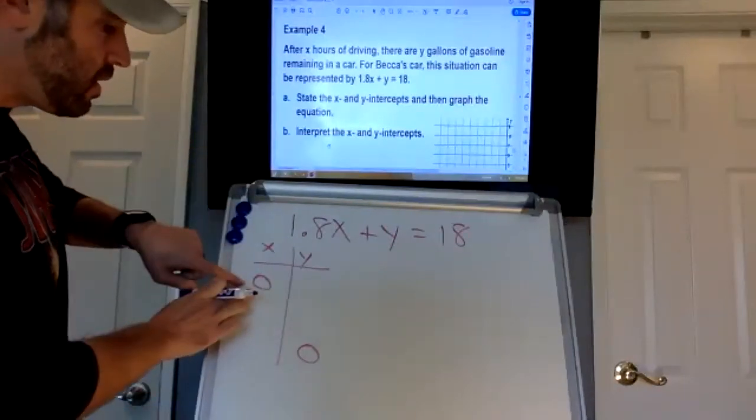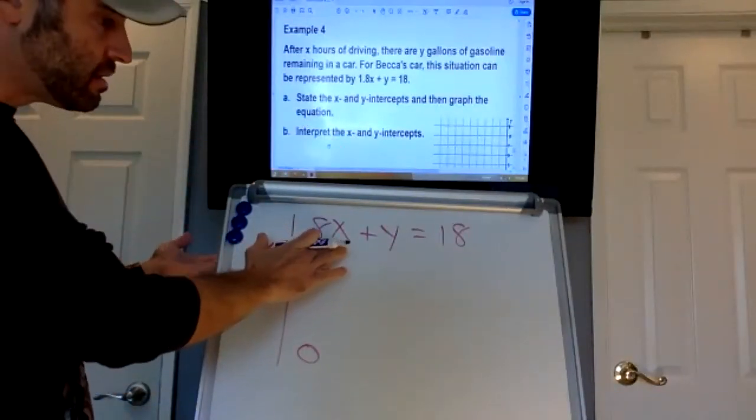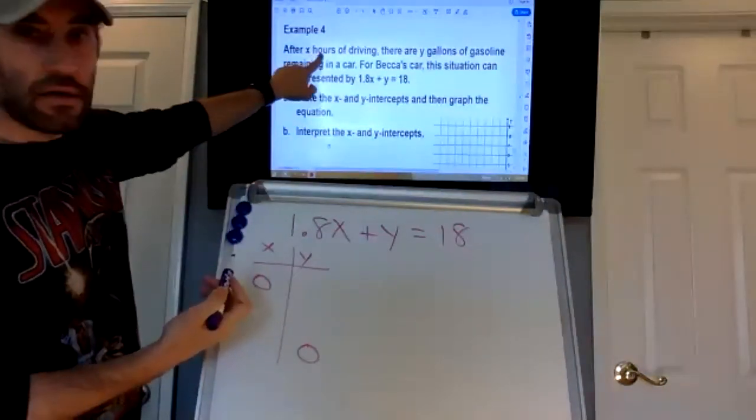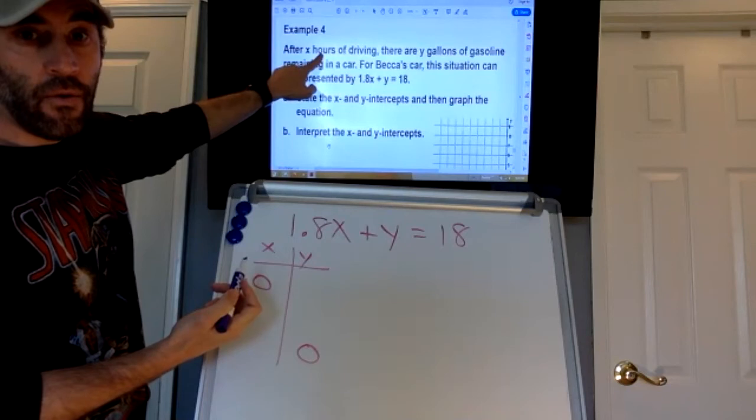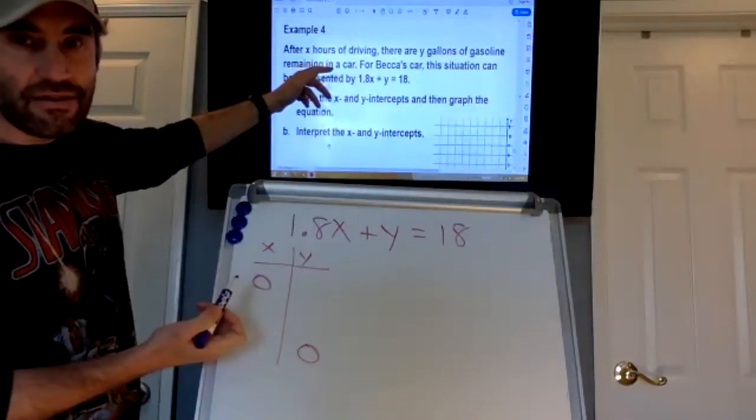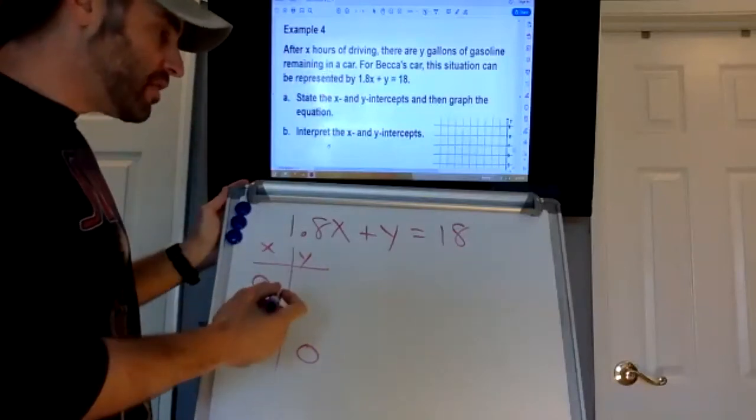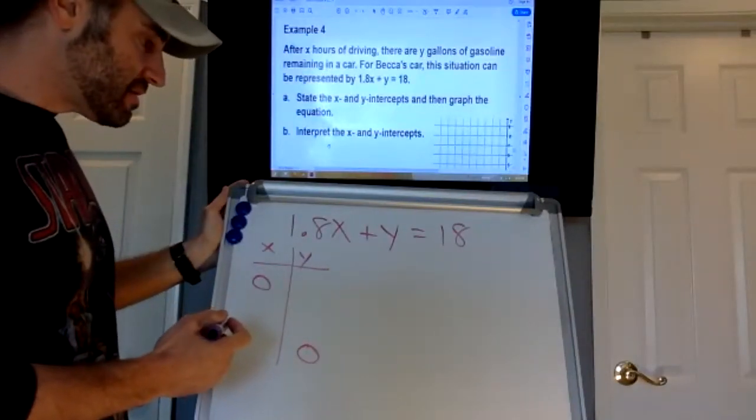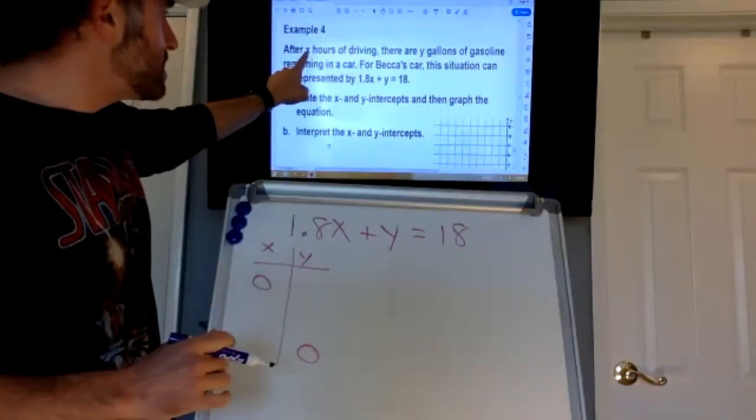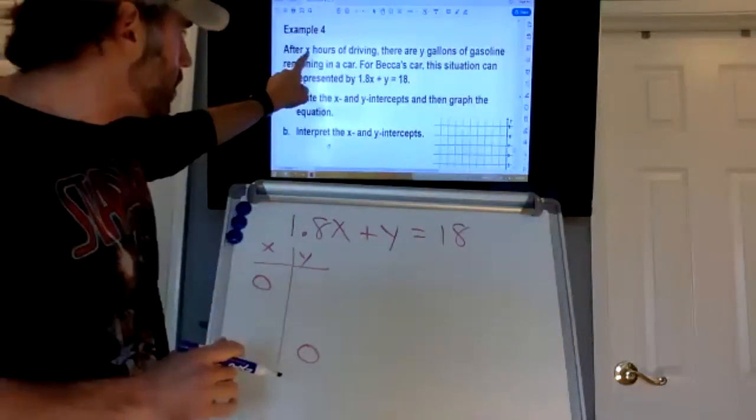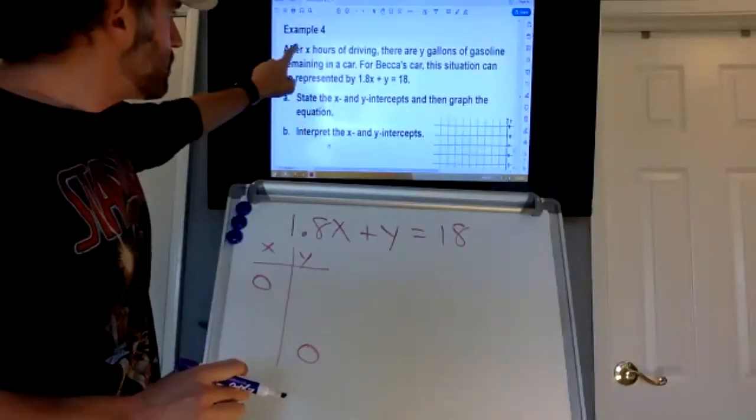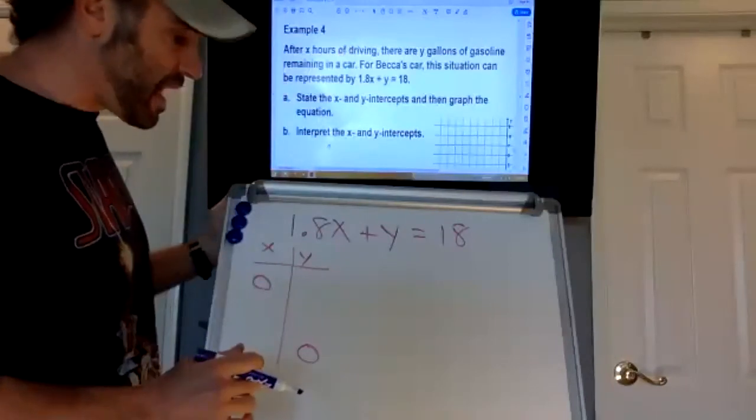When X is 0, what does that mean? What is X? Hours of driving. So if X is 0, what does that mean? No driving. Okay. If X is 0, plug it in here. And there's a Y intercept. Hold on. After 0 hours of driving, that's what that is.